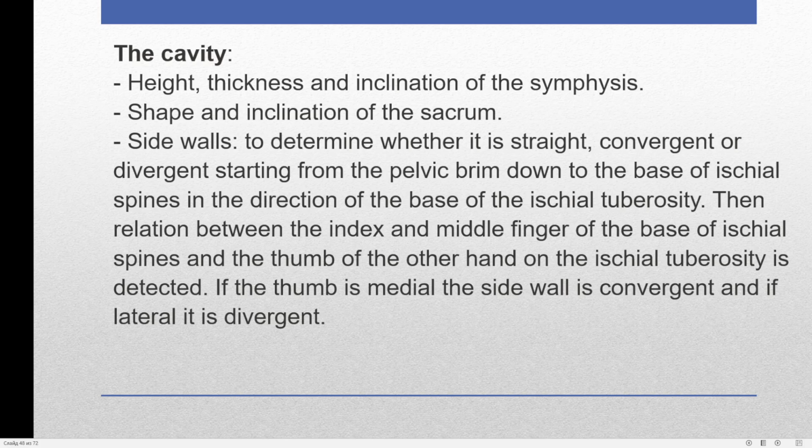divergent, starting from the pelvic brim down to the base of the ischial spines, in the direction of the ischial tuberosity. Then the relation between the index and middle finger at the base of the ischial spines and the thumb of the other hand at the ischial tuberosity is detected. If the thumb is medial, the side wall is convergent, and if lateral, it is divergent.